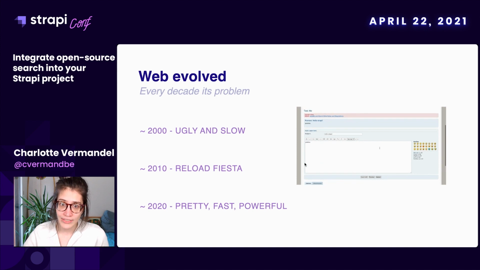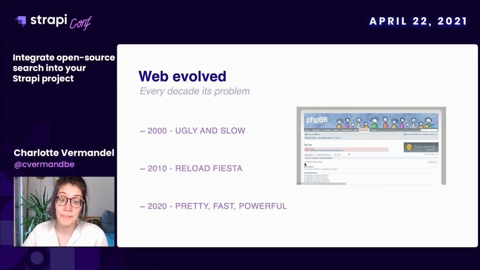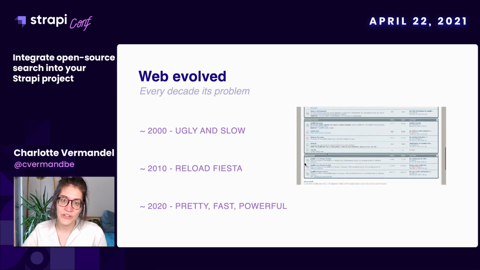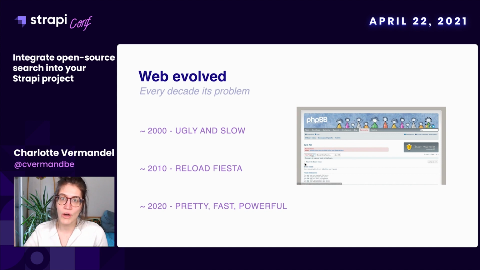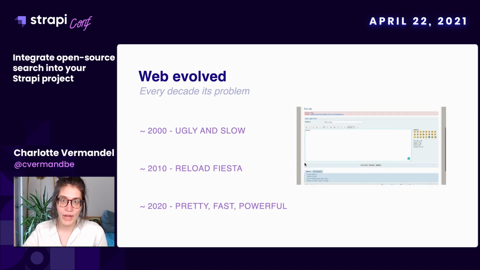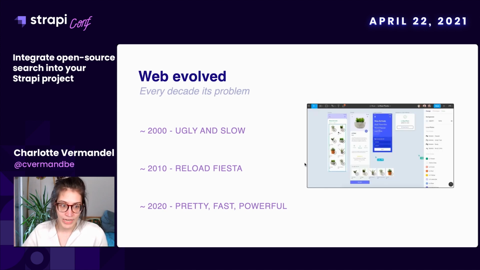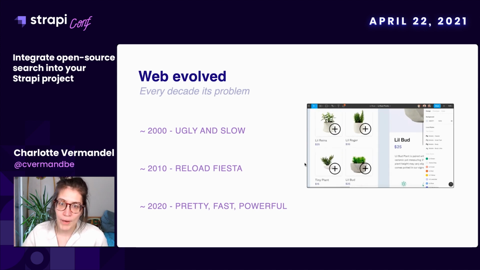But then came Ajax, asynchronous JavaScript, which made sending HTTP requests from your client possible in an asynchronous way. So you could send a request and not wait for the answer. And when it came back, you could fetch the answer and, for example, show a notification saying your post has been added correctly. And finally, today we have pretty fast and powerful websites where everything is possible.